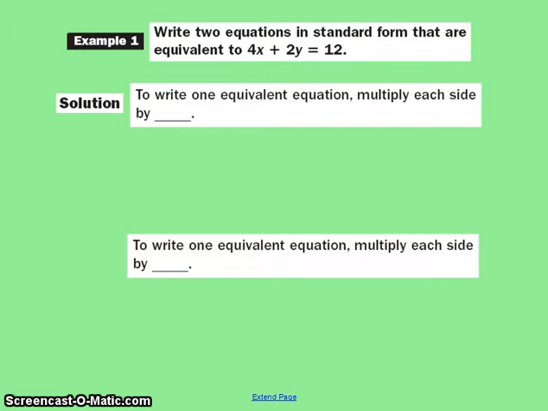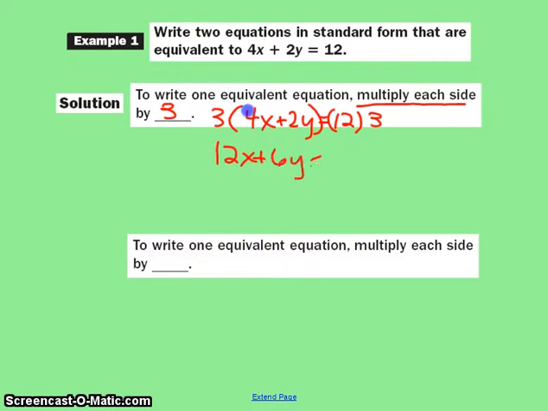Now, the first thing you're going to end up doing in standard form is writing equivalent equations. It's almost exactly like writing equivalent fractions, where we multiply each side by whatever we want. You can multiply each side by 2, by 3, by 12, whatever you want. I'm going to multiply by 3 and show you what we get. If I multiply this side of the equation by 3 and this side of the equation by 3, I get 12x plus 6y equals 36.